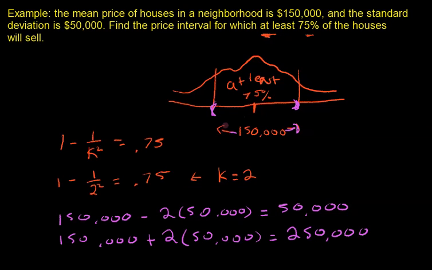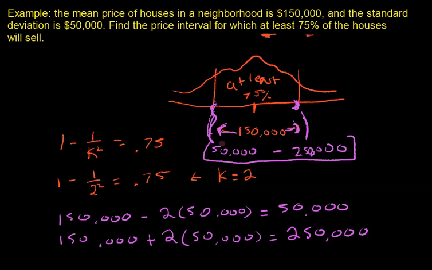So at least 75% of the houses will sell for between 50,000 and 250,000. This is where this line is, 50,000 to 250,000. So 75% of the observations, or 75% of the houses, will sell between 50,000 and 250,000 at least, right? It could be all of the houses sell between 50,000 and 250,000, but Chebyshev's theorem says that at least 75% are going to sell between 50,000 and 250,000.